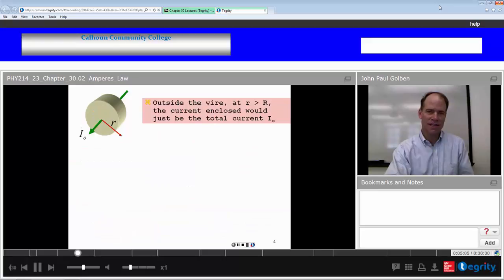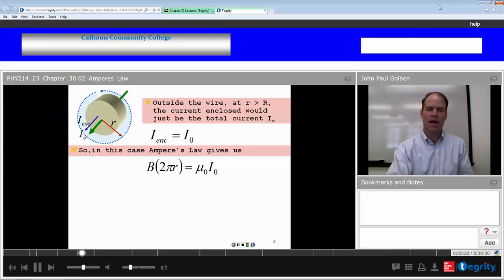What about outside the wire? If we form our path outside the wire, we're simply going to enclose the total current I naught at whatever radius we have, and so that's going to be our total current enclosed, I naught itself.